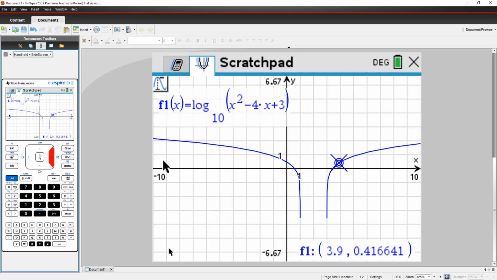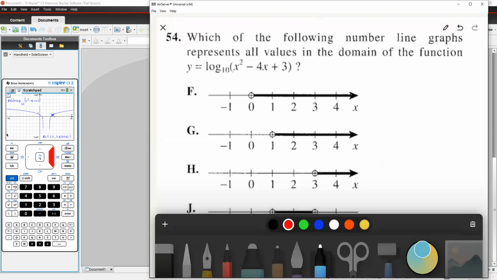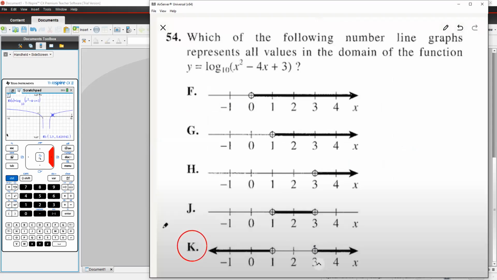As soon as I see that, I know the answer for this question is K. It's pretty obvious to me that the answer is K. They said it was a function, so I think it's easier to graph it as a function.